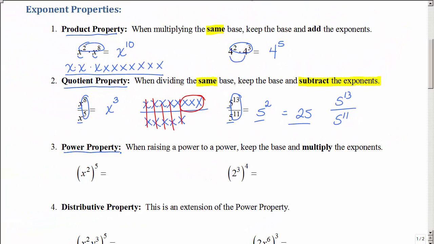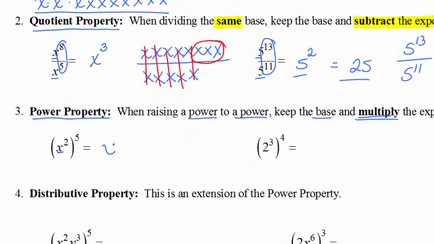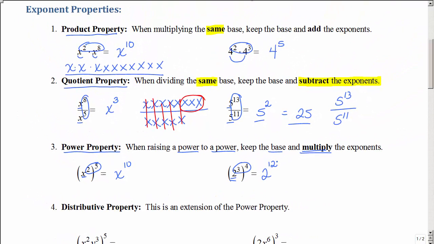Alright, third property, the power property. When raising a power to a power, keep the base and you multiply the exponents. So keep the base, multiply. Keep the base, multiply. Right, so we have three properties. Again, you can add exponents, you can subtract exponents, and you can multiply exponents. But for these first two rules, you have to have the same base. And on the third one, you're just talking about one base, but more than one power.